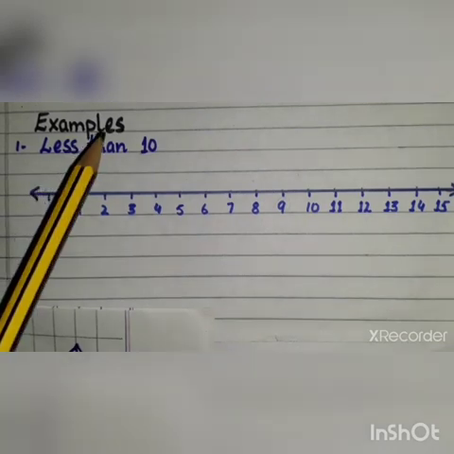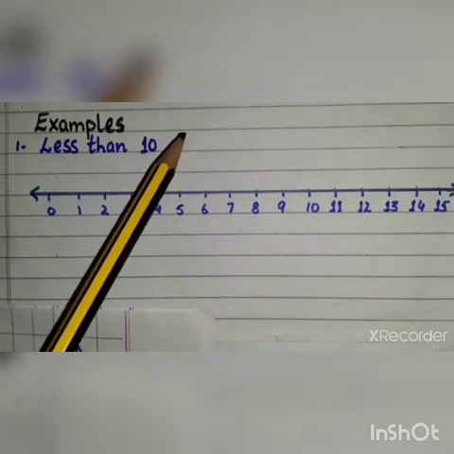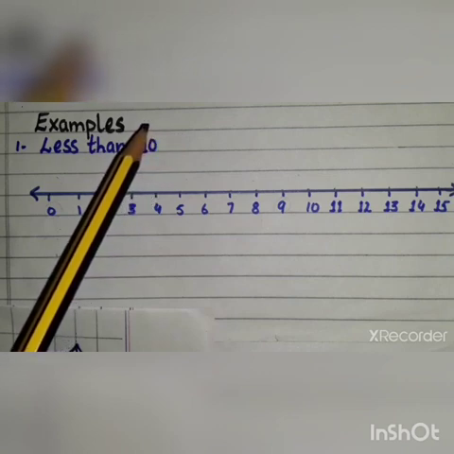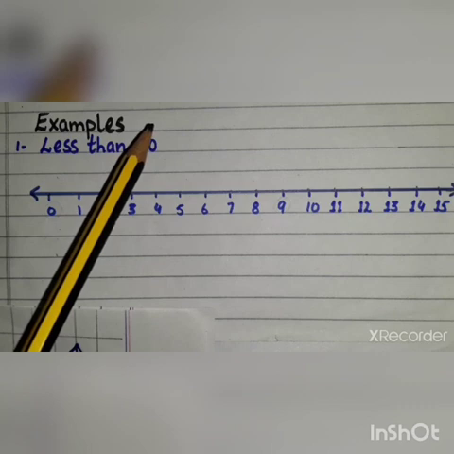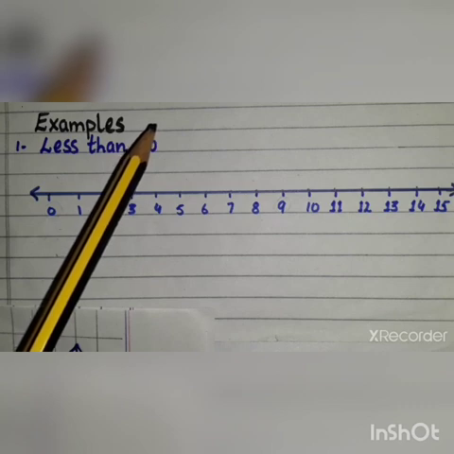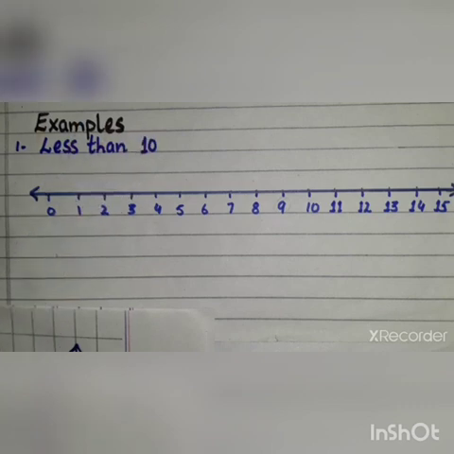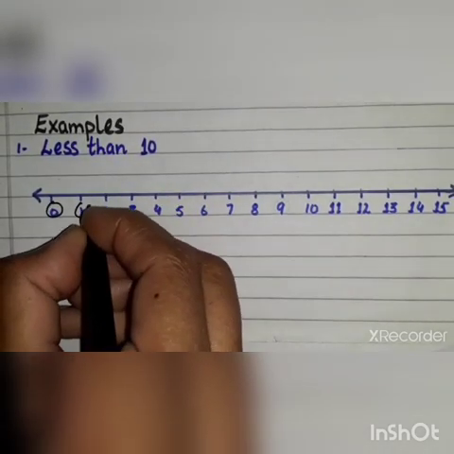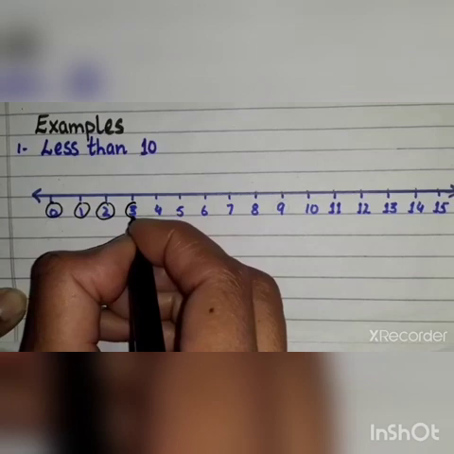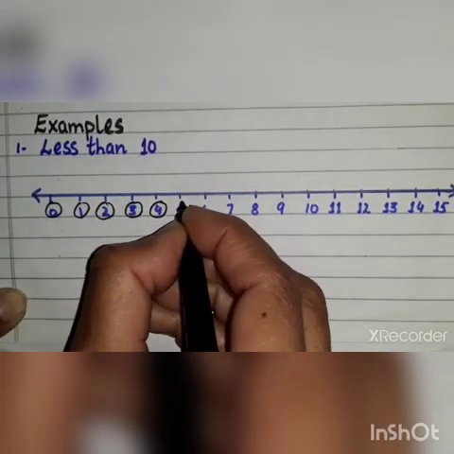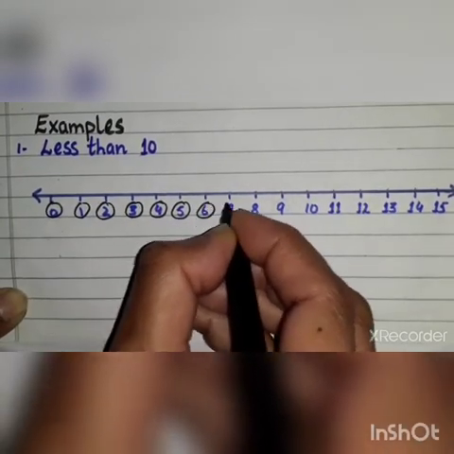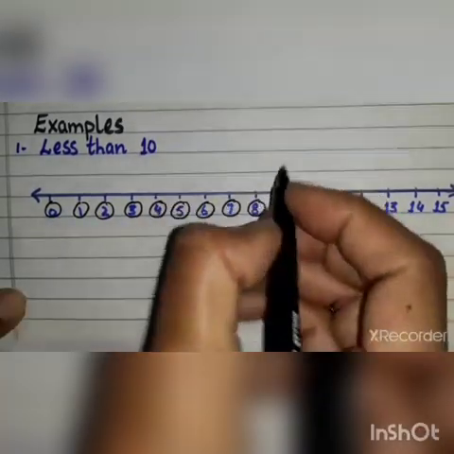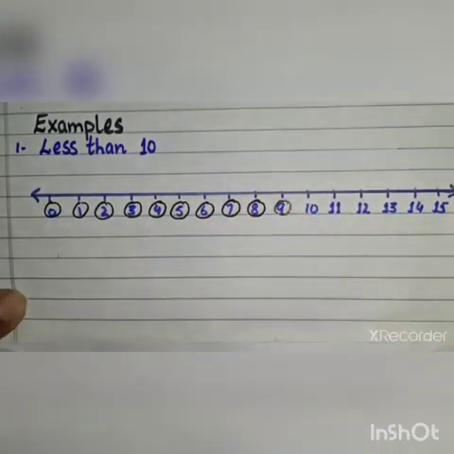You know, a circle is used to represent the given whole number. So here the question is less than 10. So we will mark from 0 to 9 to represent the whole number. 0, 1, 2, 3, 4, 5, 6, 7, 8 and then 9.